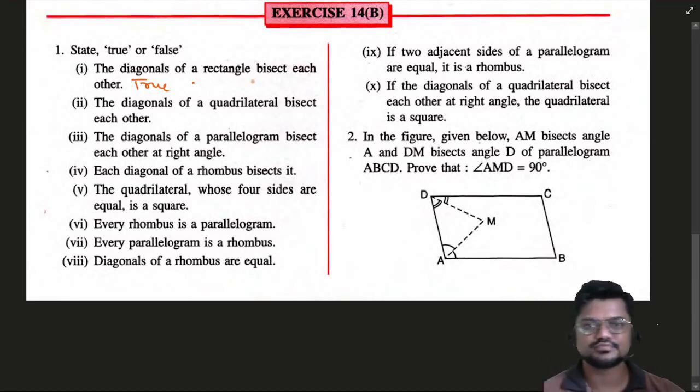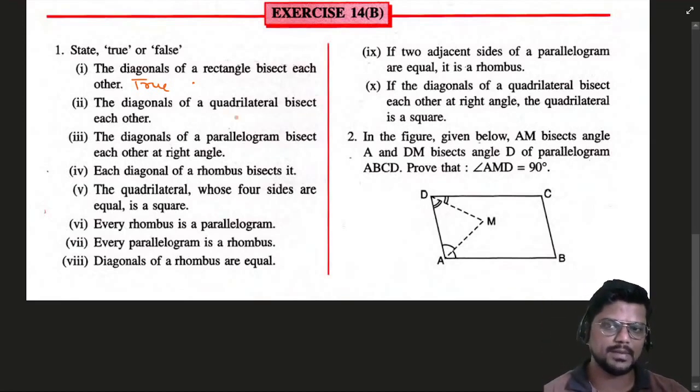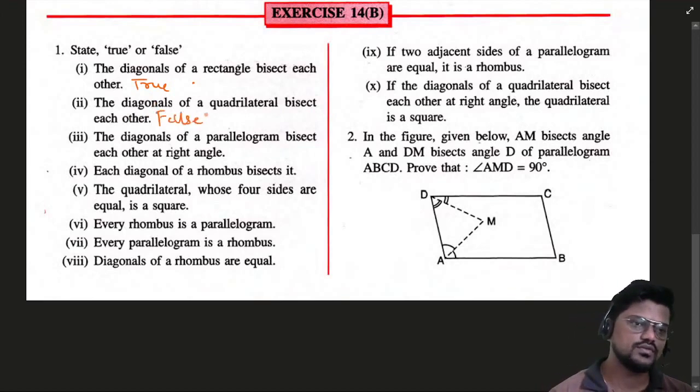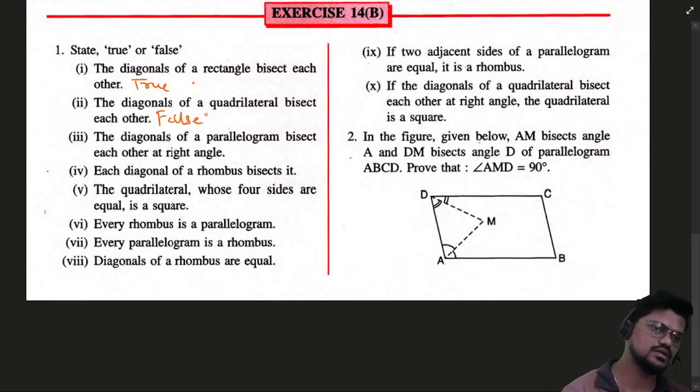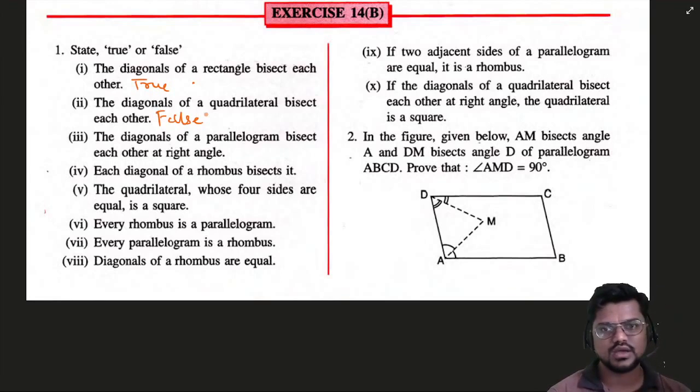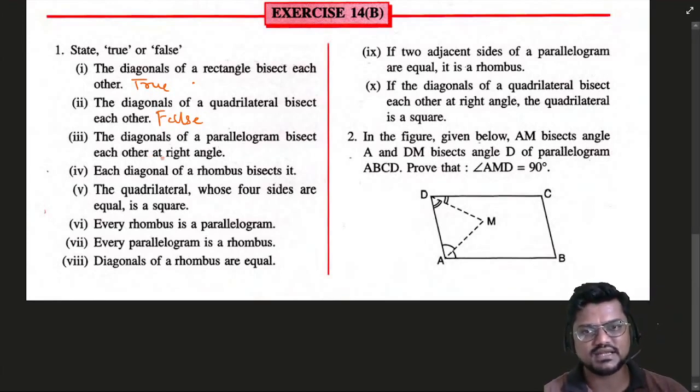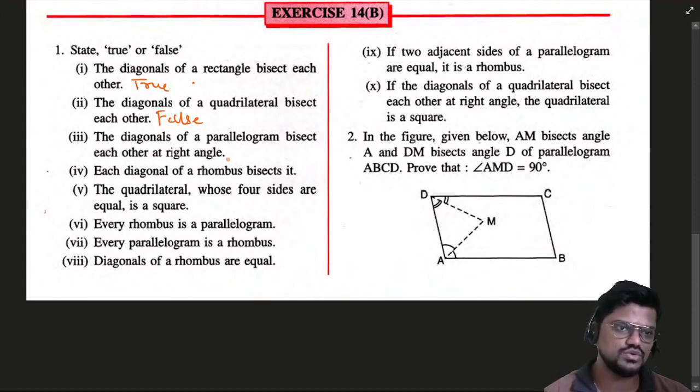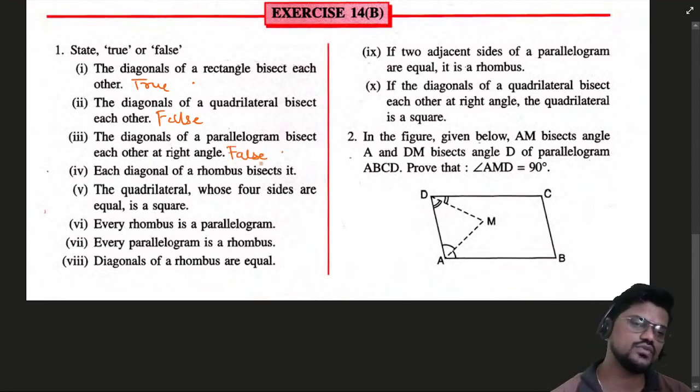The diagonals of a quadrilateral bisect each other. It is not. It is only in what? It will be in a parallelogram, in a rhombus, in a rectangle, in a square. Fine, but it is not in a general quadrilateral. Okay, the diagonals of a parallelogram bisect each other at right angle. Is it true? Yes, Arushi? False, sir, because the diagonals of a rhombus bisect each other at right angle.